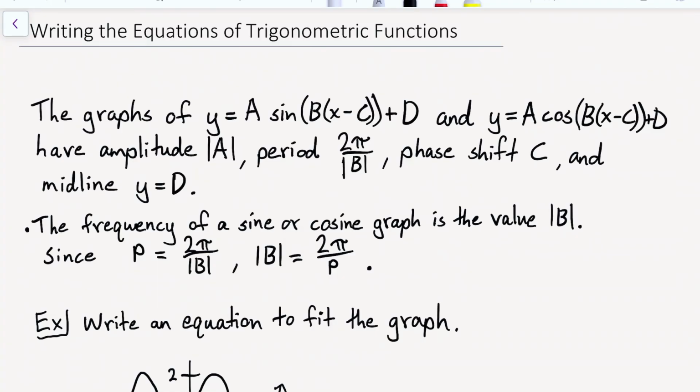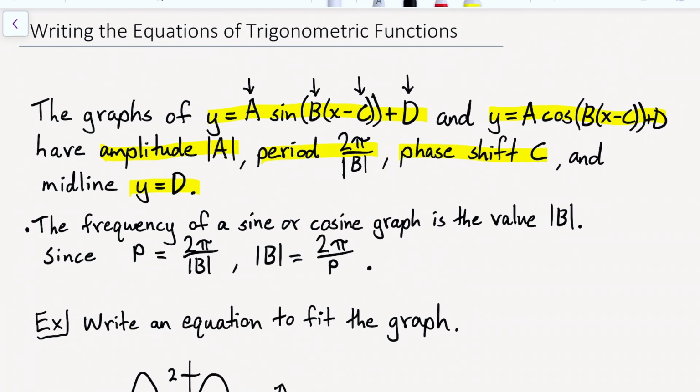In this video, I would like to practice identifying information from a graph to write the equation of a sine or cosine function. We've already said that the graphs of sine and cosine functions with possible coefficients in the following four places, A, B, C, and D, say something about the graph of the function. These graphs have amplitude, absolute value of A, period of 2 pi over B, phase shift of C units to the right, and a midline of y equals D.